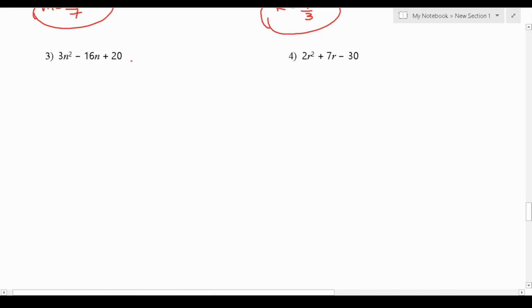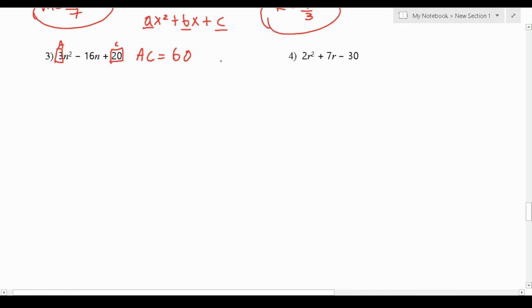So again, according to the Australian method, you first want to identify a times c. Again, this is going to be our a, and this is going to be our c. Again, I'm getting those from this, in case it's not clear. Again, this is the form in which all quadratic equations are written. As you can see, we have a, b, and c. Again, a times c is going to be 3 times 20, which is going to be 60.